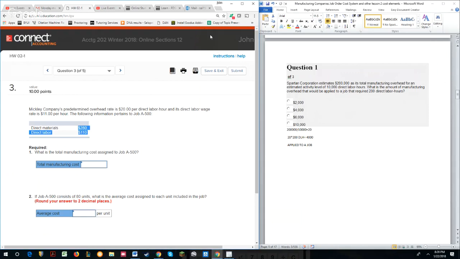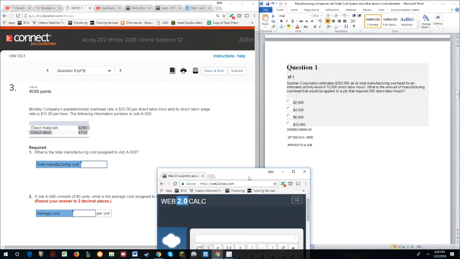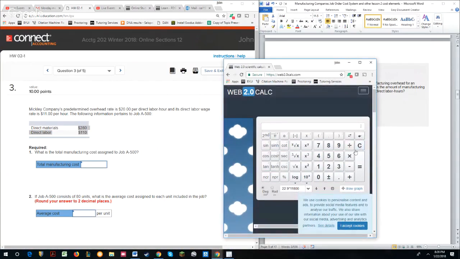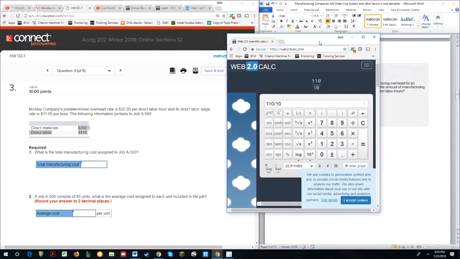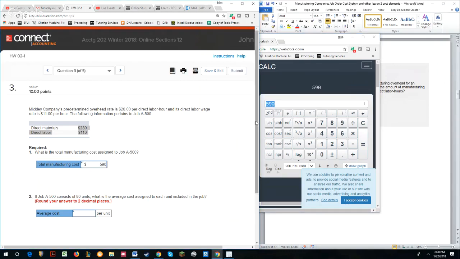Let's see if I thought that out right. So we take 110 divided by 11, which is 10. You times that by 20, the overhead rate. So that's 200, and then we just add 110 and 280, and that gives us our total manufacturing cost of 590. I think that's right.